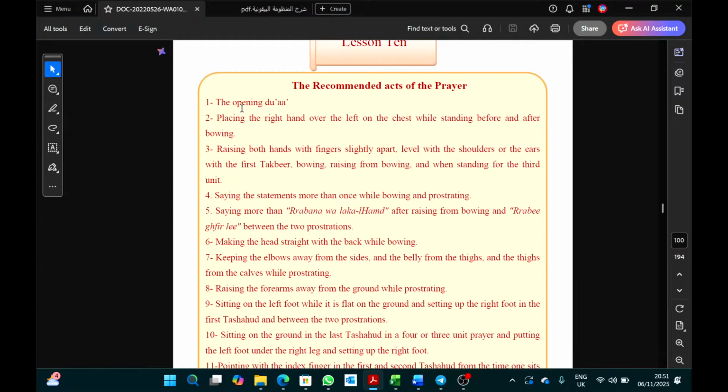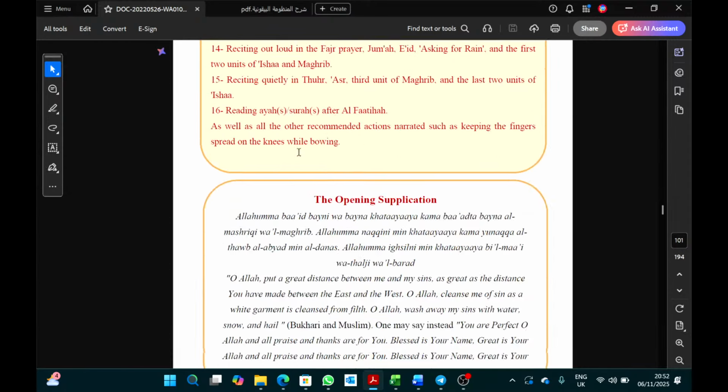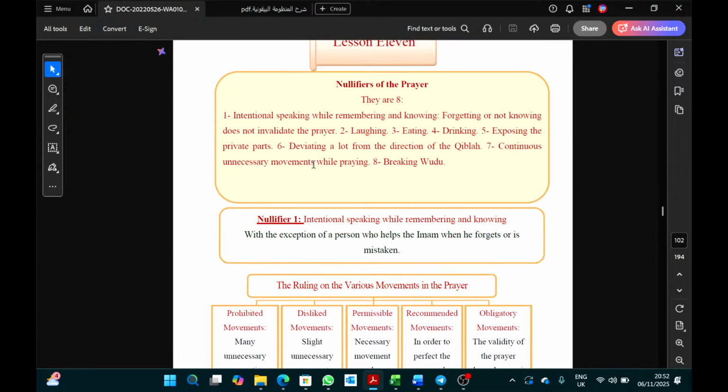The good thing about knowing this is that sometimes, let's say you're in a hurry or you forget, because it's sunnah, if you say Allahu Akbar and then Bismillah ar-Rahman ar-Rahim and start Surah Fatiha, the salah is accepted. So you can read all of the recommended actions yourself. Nullifiers of the prayer. Now the Shaykh mentions 8 nullifiers of the prayer.